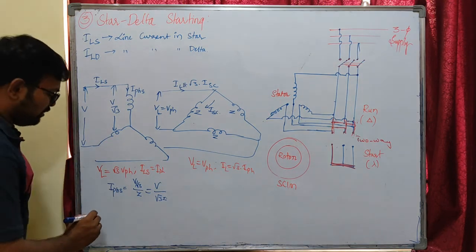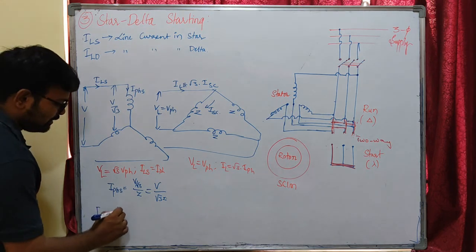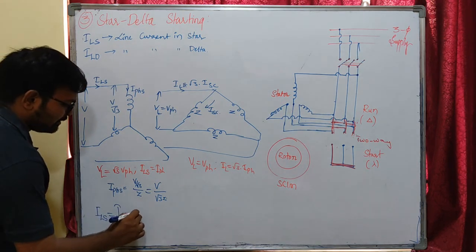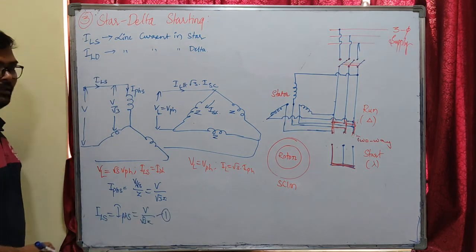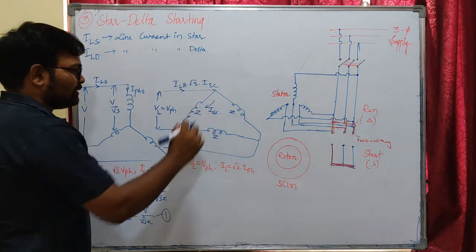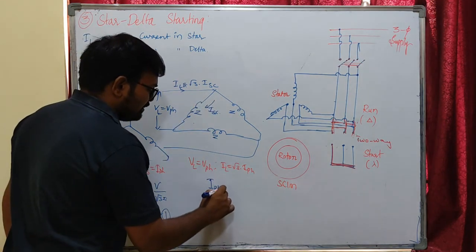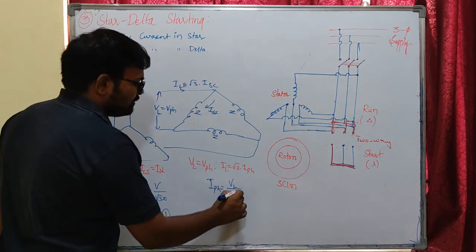Okay, so what will be the line current of star connection? That will be equal to the phase current, that is I phase in star connection, which is equal to V by root 3 times Z. So I am making it equation 1. So now let us see the behavior of line current in the delta connection. What is the phase current here? The phase current is the phase voltage, which is equal to the line voltage, divided by our stator impedance.